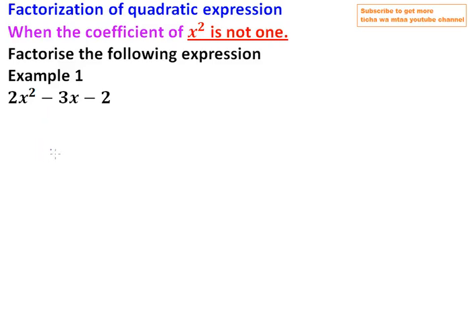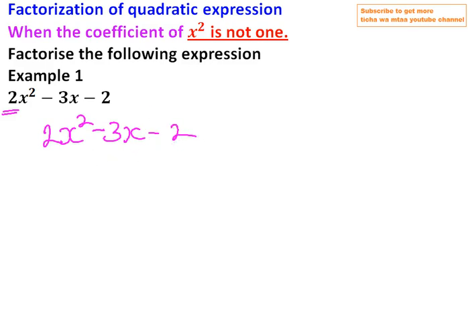So, factorization of a quadratic expression. Here we are going to expand to factorize a quadratic expression whose coefficient of x squared is not 1. So the coefficient of x squared is 2. Now when the coefficient of x squared is not 1, this is how we factorize. So let's first of all write our expression: 2x squared minus 3x minus 2.